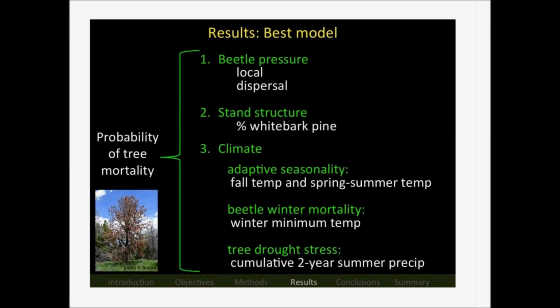Now, on to results. In our best model, we retained both the local and dispersal beetle pressure, and percent white bark pine representing stand structure. For adaptive seasonality, this is best represented by the combination of fall temperature and spring and summer temperature. Beetle winter mortality was best represented by winter minimum temperature, and tree drought stress by the cumulative 2-year summer precipitation.